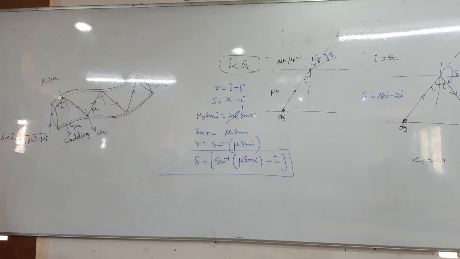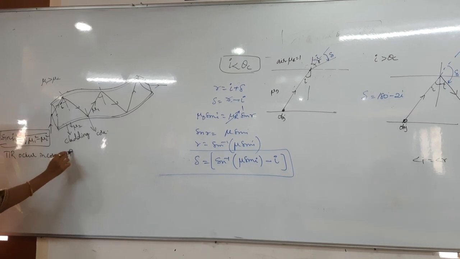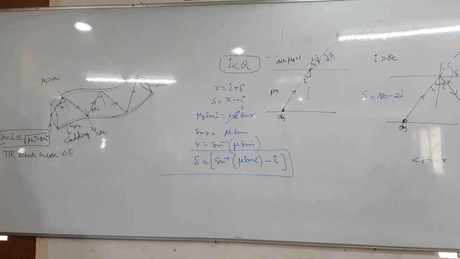So sin i, the angle of incidence, should be less than or equal to the square root of mu1 squared minus mu2 squared. Then only total internal reflection will occur in the case of an optical fiber. That is the formula, one formula only.